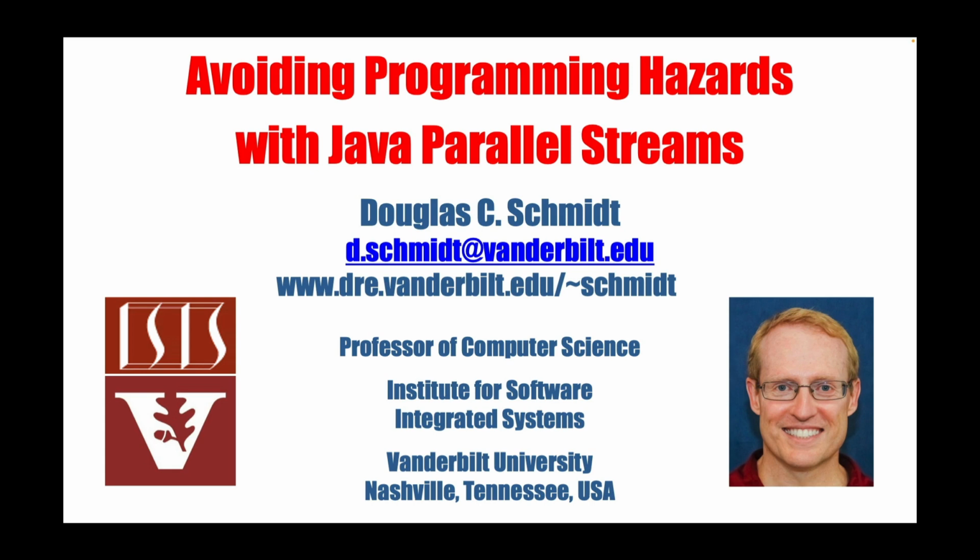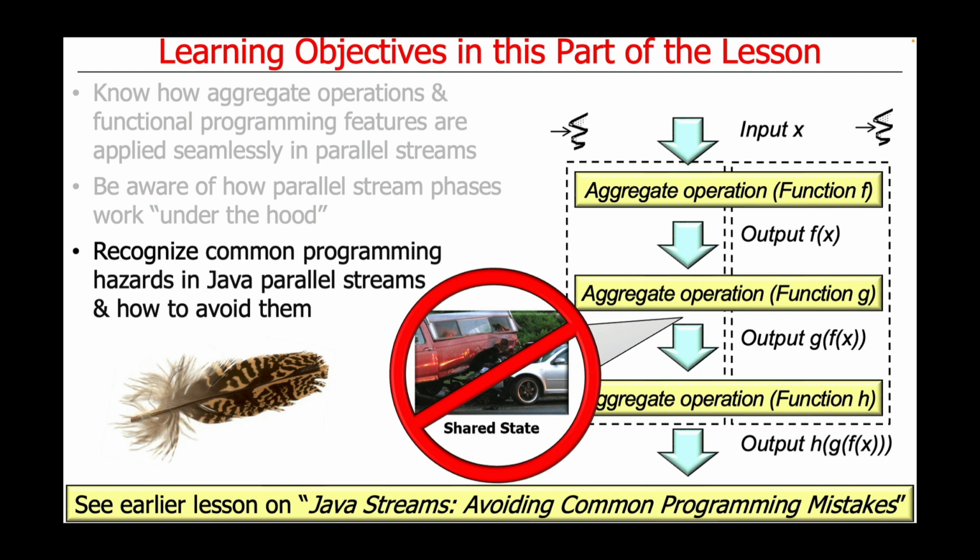So it's all well and good to be able to use parallel streams and at least ideally make your program run faster if your n times q model plays out appropriately. However, you need to be aware of some programming hazards to avoid chaos and insanity. So we're going to talk here about some of the common programming hazards in Java parallel streams and, of course, how to avoid them.